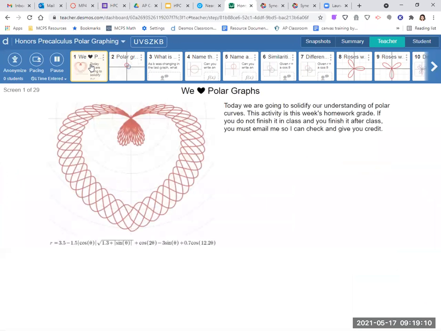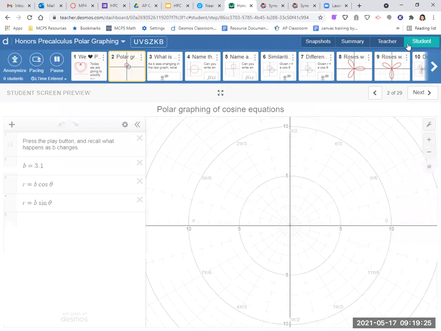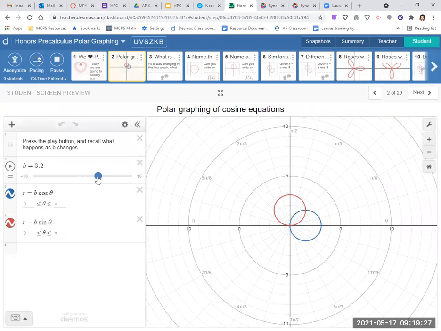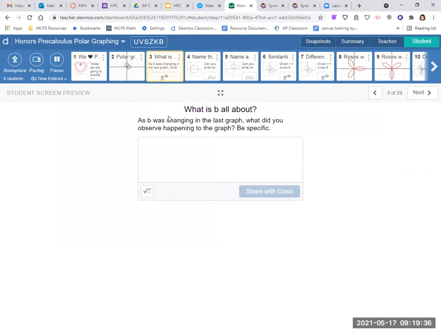All right. If you're watching this, you're not in class, so you're going to self-pace yourself through this activity, but I'm just going to guide you through it a little bit. For polar graphing, you're going to explore the slider B. You have B cosine theta, B sine theta, and play around with it a little bit. Then you'll type in here what B is all about. What did you notice was happening as you moved the slider B?